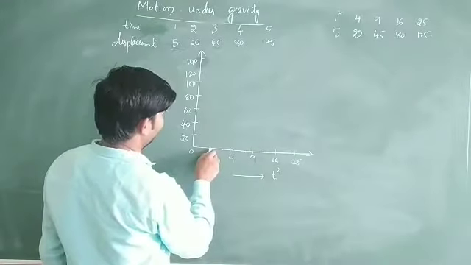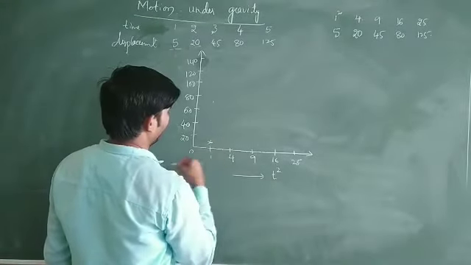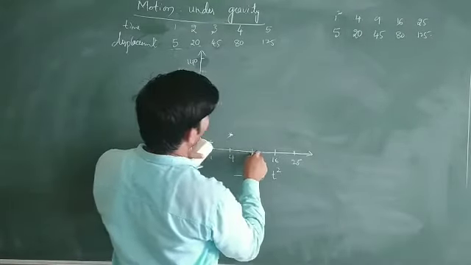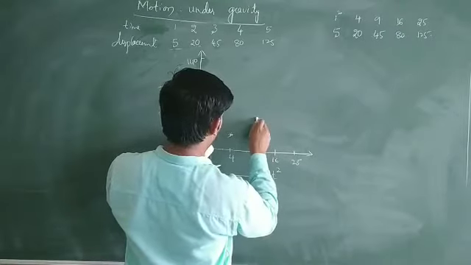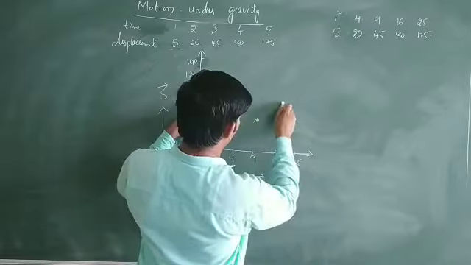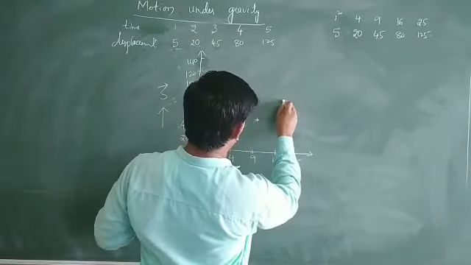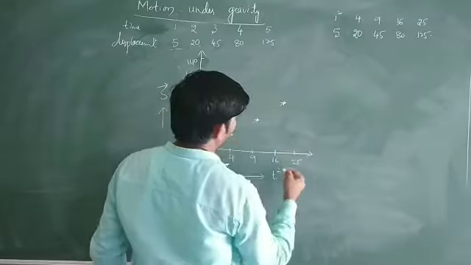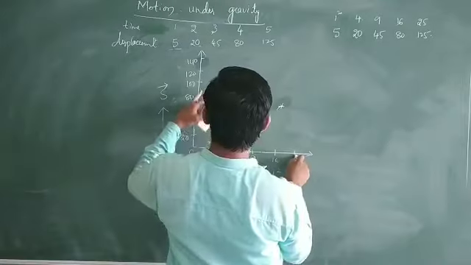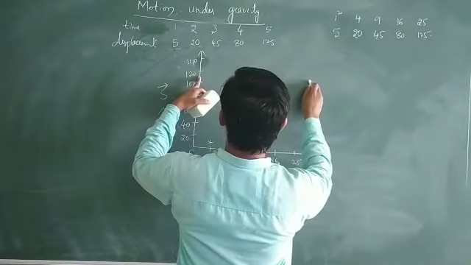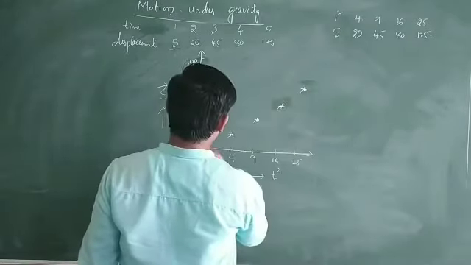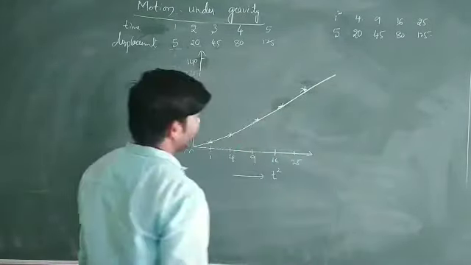So after 1 second it is 5, somewhere in between here. After 4 it is 20. After 9 it is 45. After 16 it is 80. And after 25 it is 125. So if you join these points, you will get a straight line.